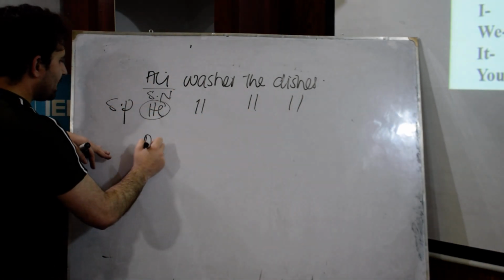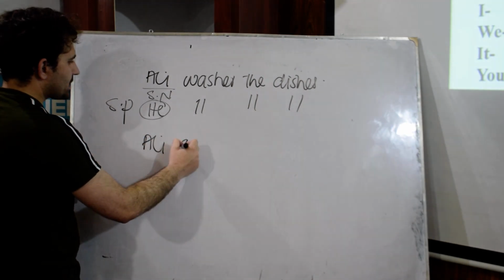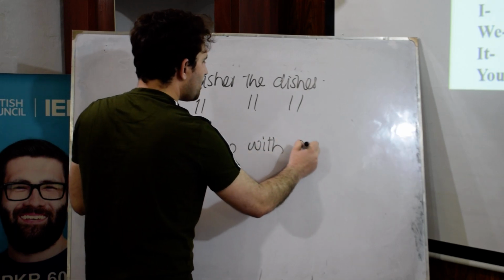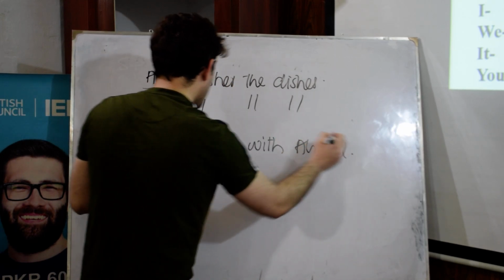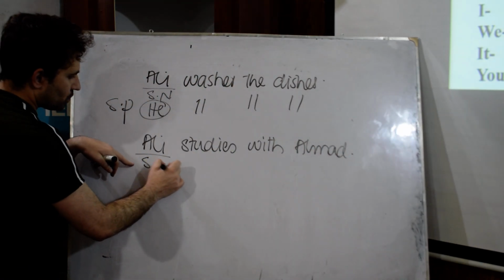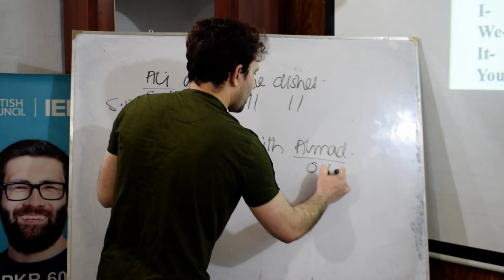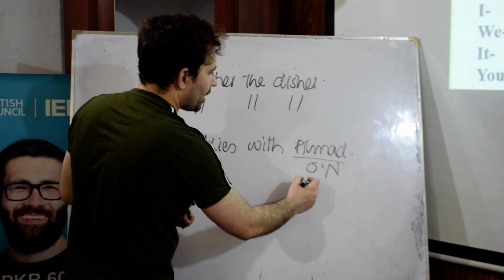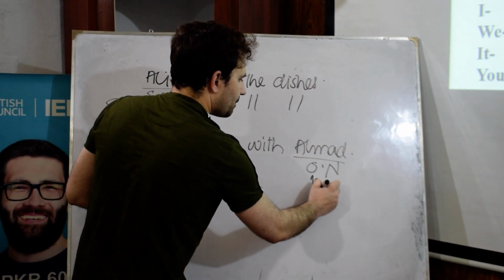If I say, Ali studies with Ahmad. Now what is this? Subject noun, and this is object noun. I need subject pronoun he here, and I need object pronoun over there, that is what? Him.